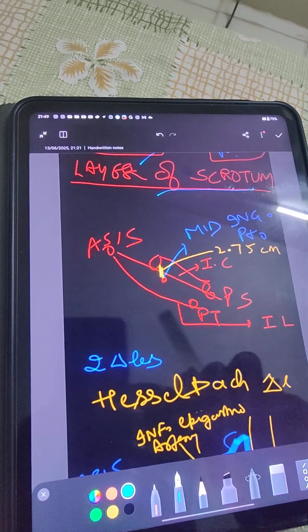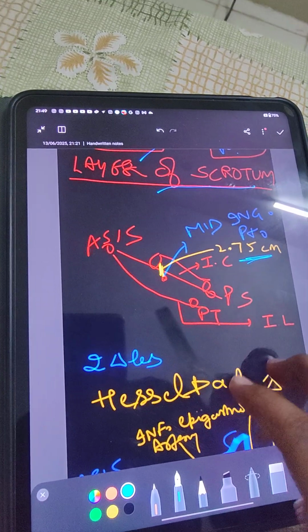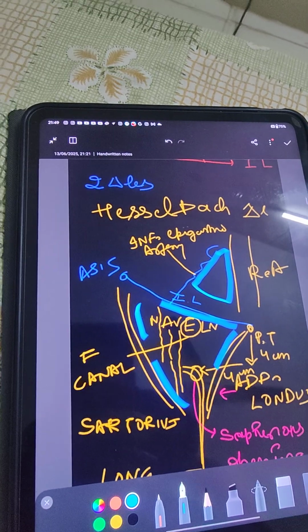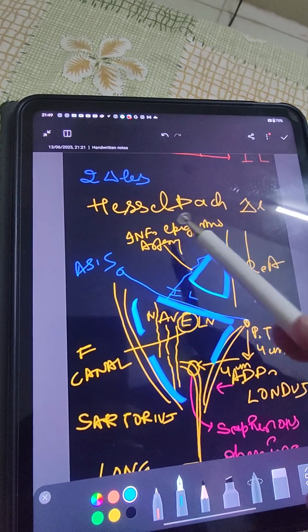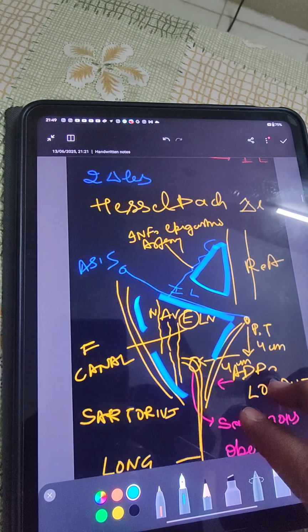I already explained about this. Deep inguinal ring, surgical anatomy का क्या होगी? These are the two triangles we should know. So first one is Hesselbach triangle, second one is femoral triangle.